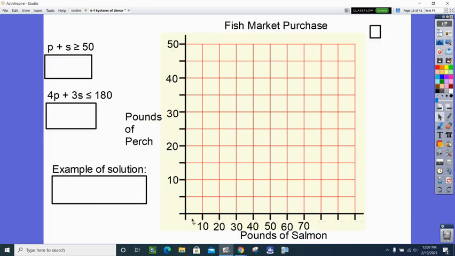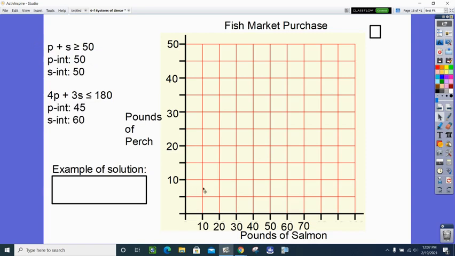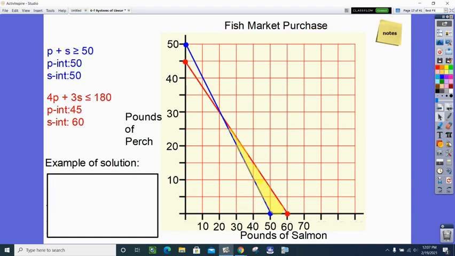So I chose to go by tens on my pounds of salmon. I chose to go by fives on my pounds of perch. Now I'm ready to put in my intercepts. Graph my lines, they're both solid. And you're going to notice when you graphed your inequalities, the double shaded region is a slim little triangle here, okay? Now I need to find points in here that would be an example of a solution.